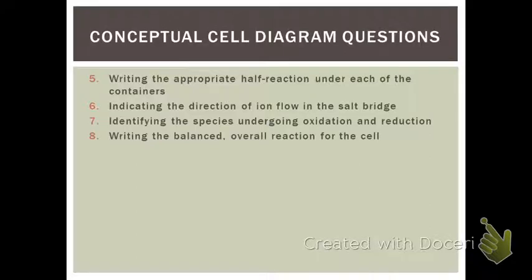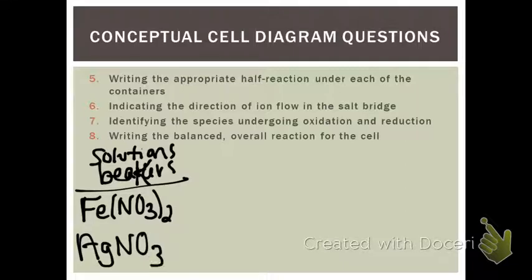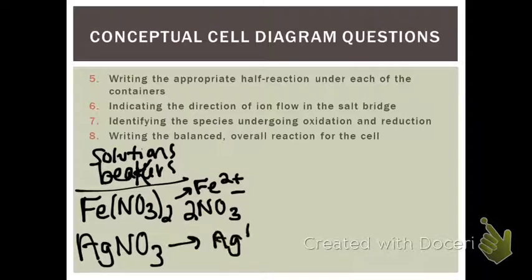So here's what I know. You take an inventory. My solutions for my beakers: I have iron 2 nitrate, and I have silver nitrate. Now remember, because they're solutions, they're going to break up into their ions. This is going to give me Fe2+ and NO3-, and not just NO3-, but 2 of them every time it breaks up. This is going to give me silver+ and NO3-.